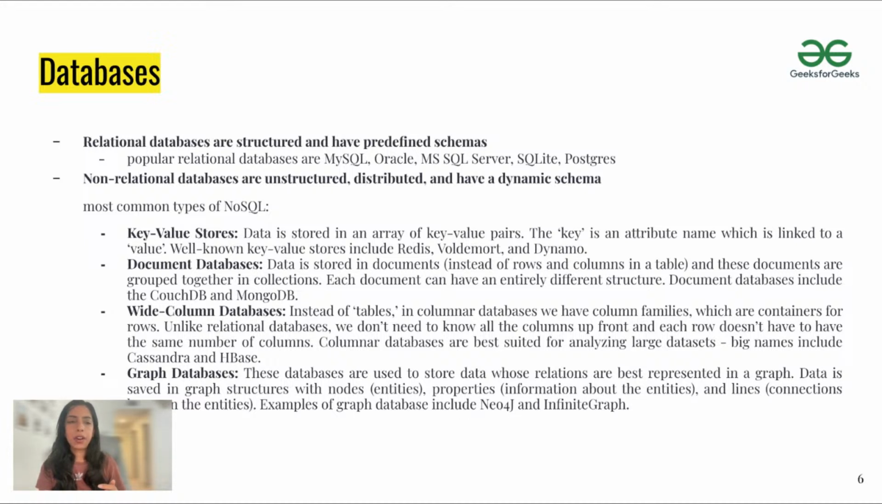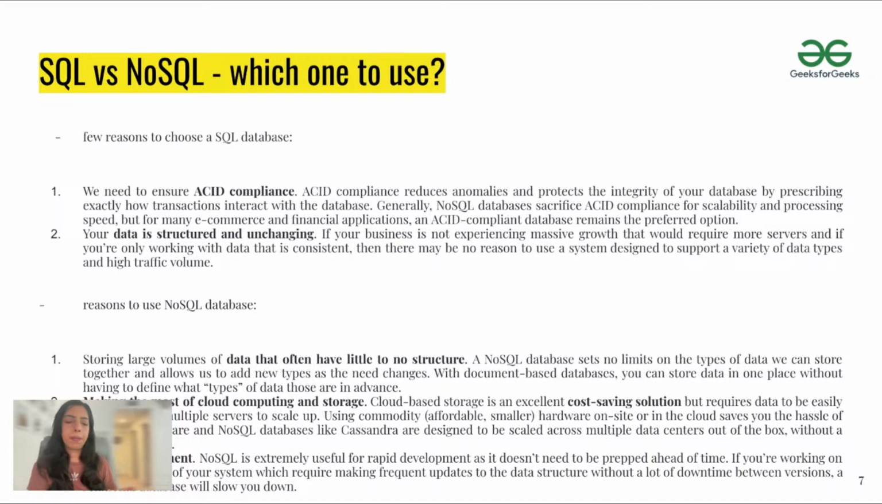Next we'll talk about which one to choose depending upon the use case: when should you go for a relational and when should you go for a non-relational. So the first one, when should we choose a relational database? If there is a requirement where we need to ensure ACID compliance. You might have heard about ACID compliance. ACID stands for atomicity, consistency, isolation, and durability. If you need the database to be ACID compliant, especially in, let's say, an e-commerce or a financial use case, that's where this is of prime importance. So that's when you would go for an ACID compliant database.